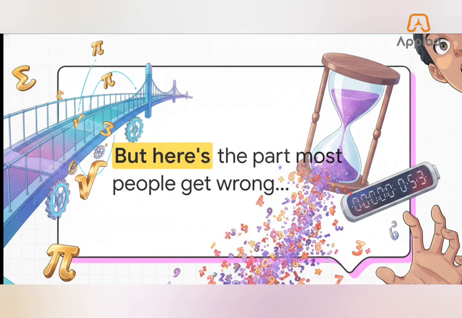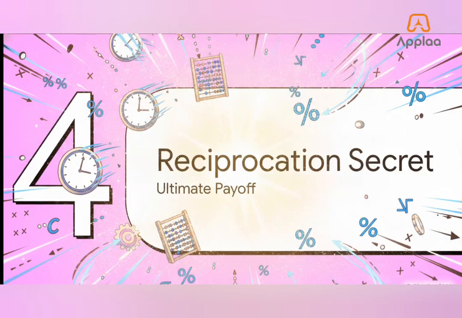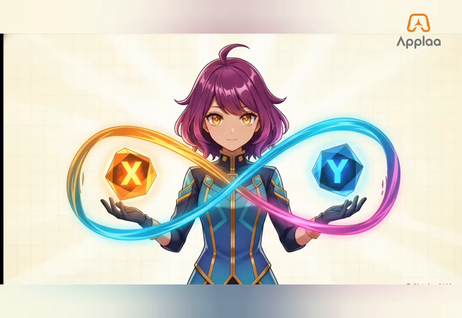But here's the part most people get wrong. Right when you think you have all these math hacks nailed down, there is one more totally counterintuitive insight. Most candidates leave massive amounts of time on the table because they just don't know this final mathematical rule. Which brings us to Section 4, the percentage reciprocation secret. All right, this is the ultimate payoff. The rule states that X% of Y is exactly equal to Y% of X. This means you can flip any percentage calculation backward to get the exact same answer.